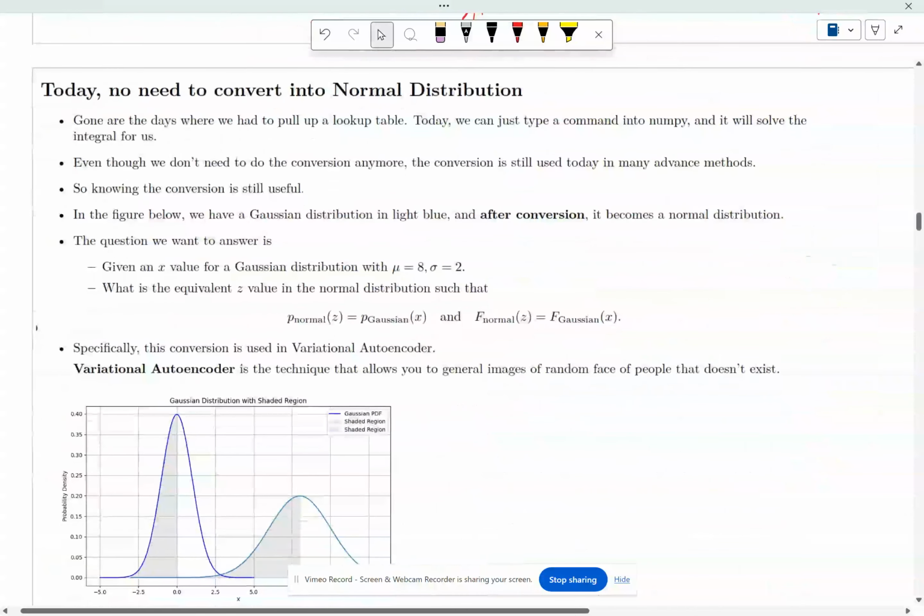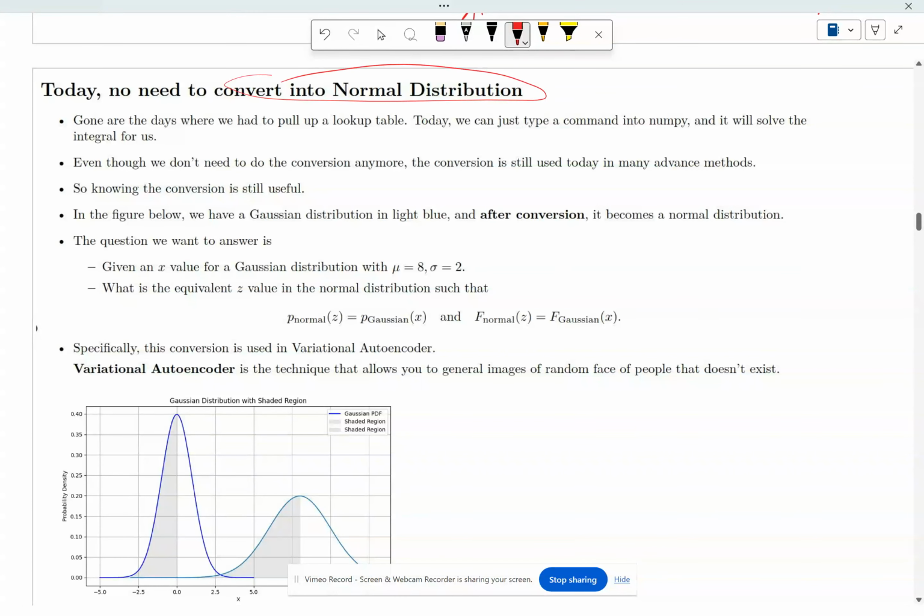So, like I said, today, there's no longer a need to convert a Gaussian distribution into a normal distribution. Gone are the days where we had to pull up a really big lookup table and look through it. But even though we don't need to do the conversion anymore, understanding the conversion today is still useful, and it's used for many methods.